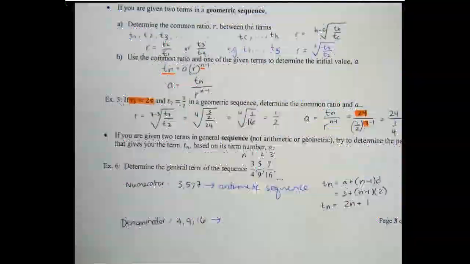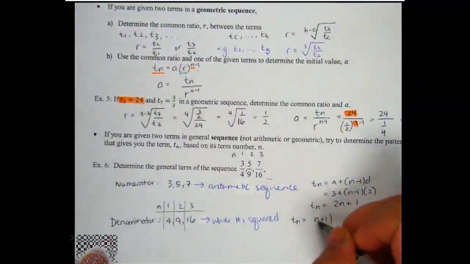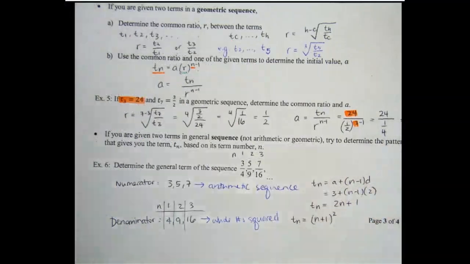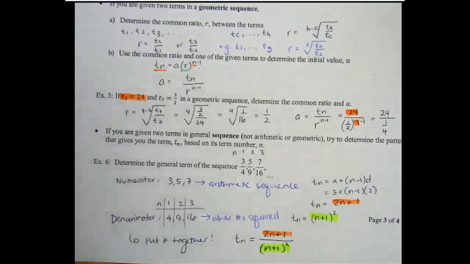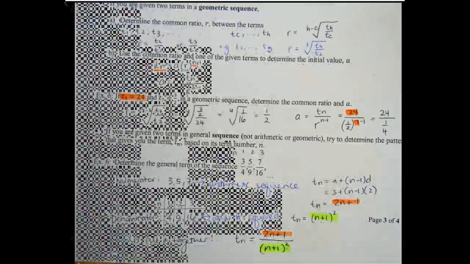The denominators are just whole numbers squared, 4, 9, 16. If you see the pattern, it's going to be (n plus 1) squared, the term number plus 1 squared. And now put them together, numerator divided by denominator, and here is our general formula.